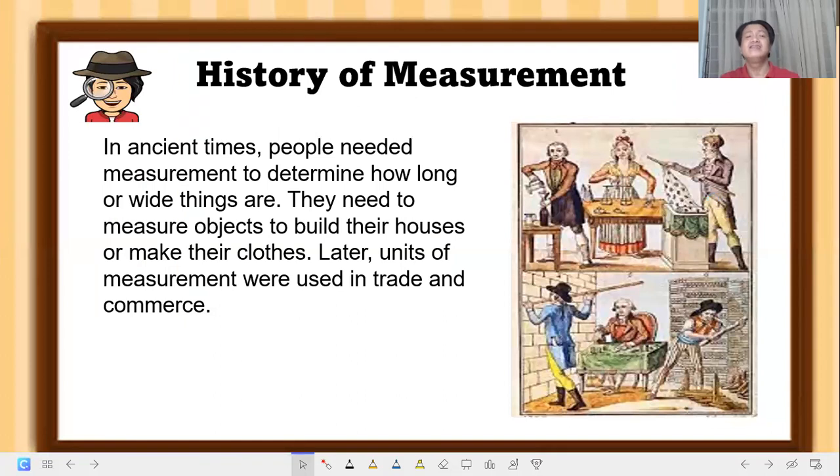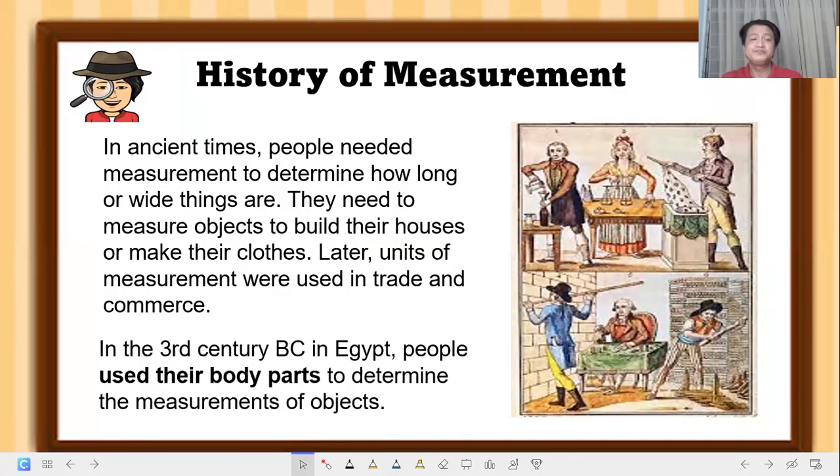With that, let's describe. So, in ancient times, people needed measurement to determine how long or wide things are. They needed to measure objects to build their houses or make their clothes. Later, units of measurement were used in trade and commerce. So yun yung ginagamit na nila, no, yung pakikipagkalakalan at pagninegosyo nila.